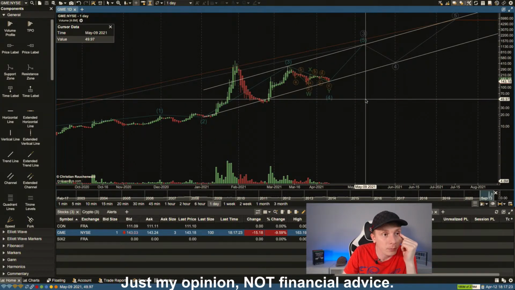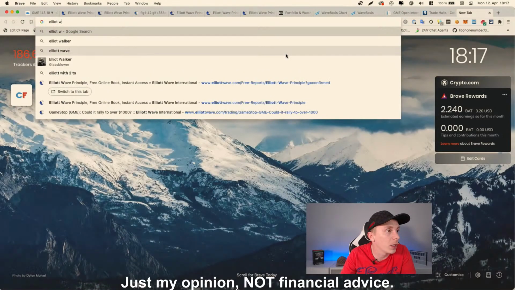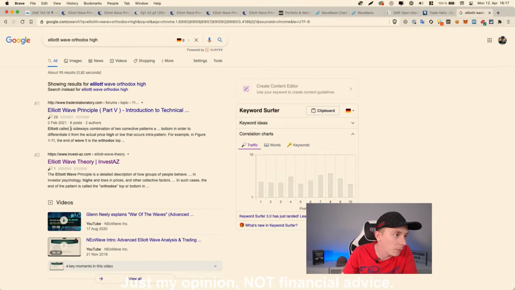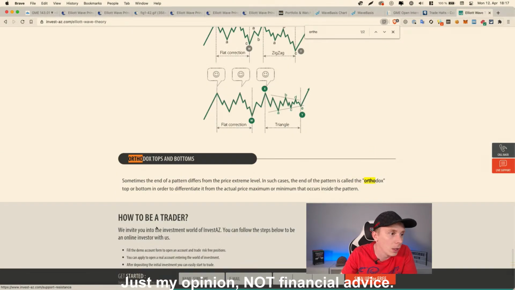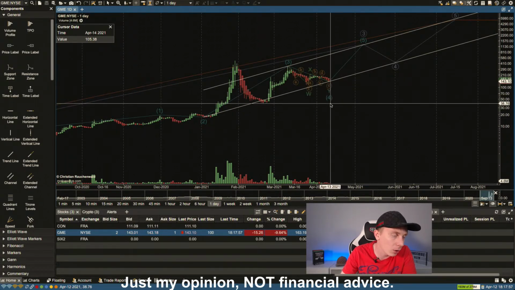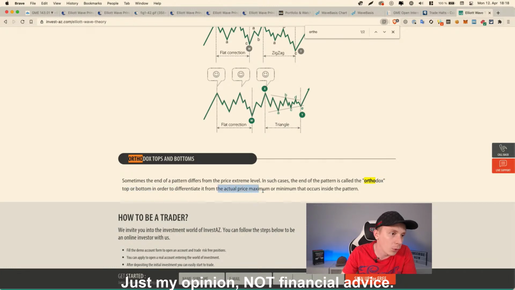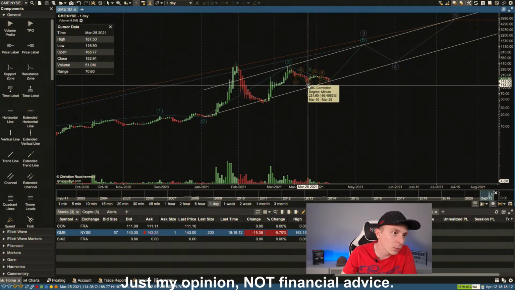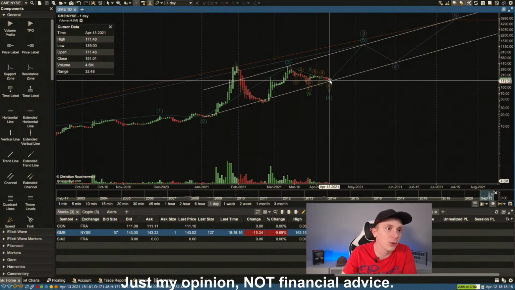So I actually had to Google it, because I was curious. So, Elliott wave orthodox high, and it's obviously what makes sense. I think that was the page. So orthodox: sometimes the end of a pattern differs from the price extreme level. In such cases, the end of the pattern is called orthodox. So in our case, our point E here, or wave 4 here, is orthodox because it's the end of the pattern, and the price extreme, the price maximum or minimum, is then basically the unorthodox. So that was the lowest point, 116.9, which would be the unorthodox point of wave 4, and the orthodox would be where the pattern actually finishes, which is currently here.